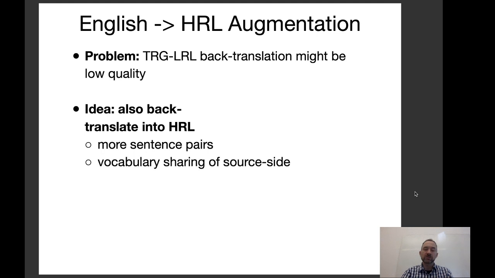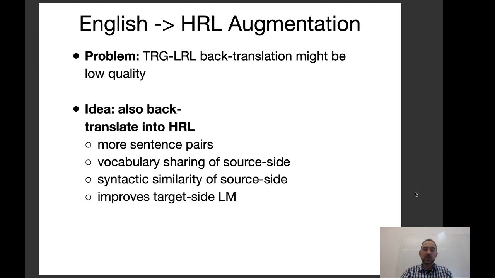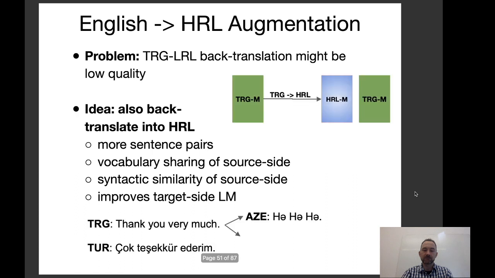Also, if the high resource language and low resource language are related, we can do vocabulary sharing on the source side data. Also, if the high resource language is syntactically related, we can use the syntactic similarity to bootstrap upon. And of course, like all back translation, this improves the target side language model because we're giving it more target side data. So this is what it would look like.